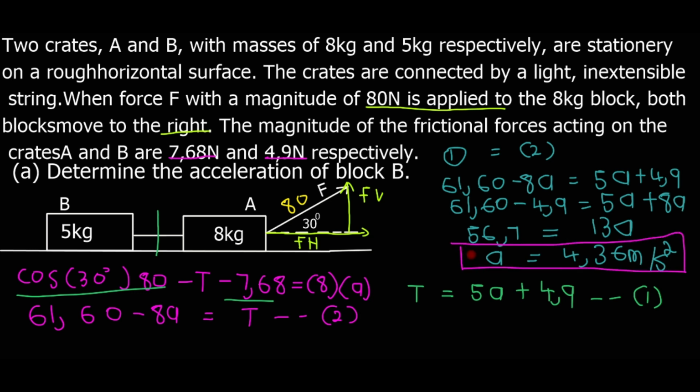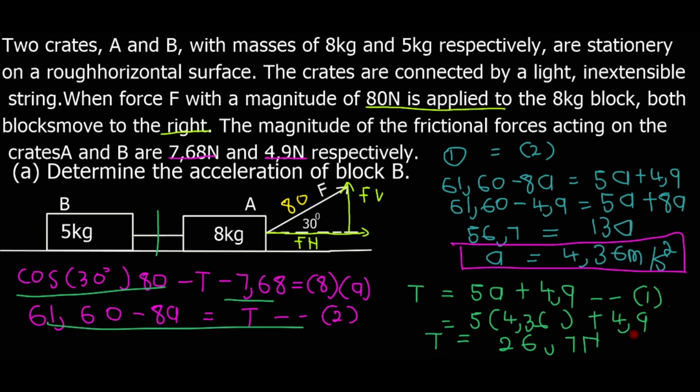From there we take this acceleration and substitute it into equation 1 or 2 to find the tension. So we have 5 times 4.36 plus 4.9, which gives us 26.7 newtons. And if you substitute here, remember it will give the same answer. So now we have found our tension force.